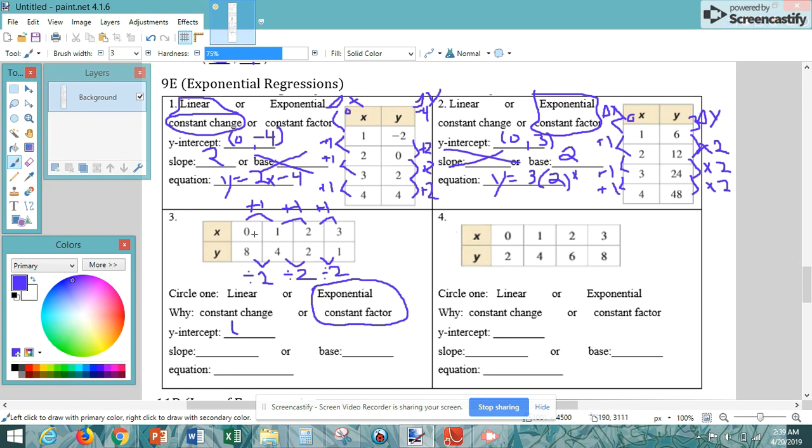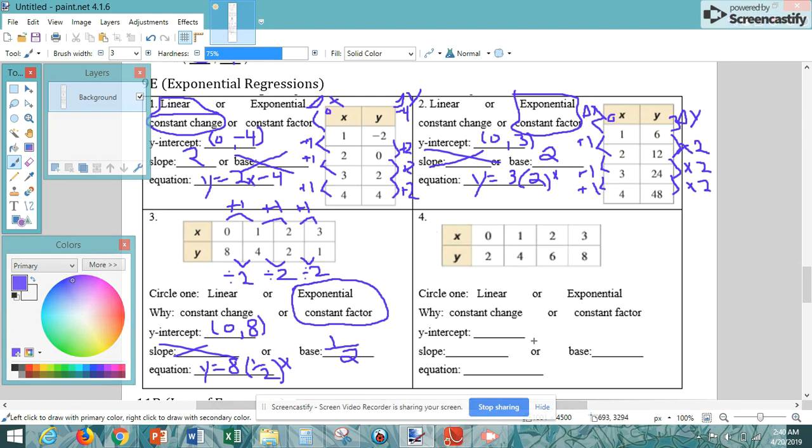The y-intercept was already given to you on this one, 0, 8. So there's no slope, and the base is 1/2 because we're divided by 2 each time. So our equation is going to be y equals our initial value 8 times 1/2 to the x power. And again, you can always check that with the TI Inspire. Let's do the last one.